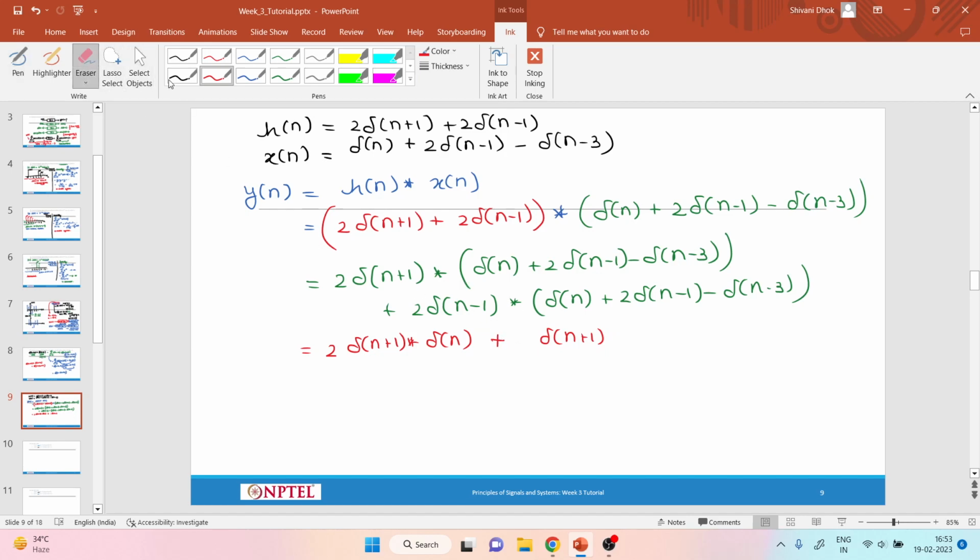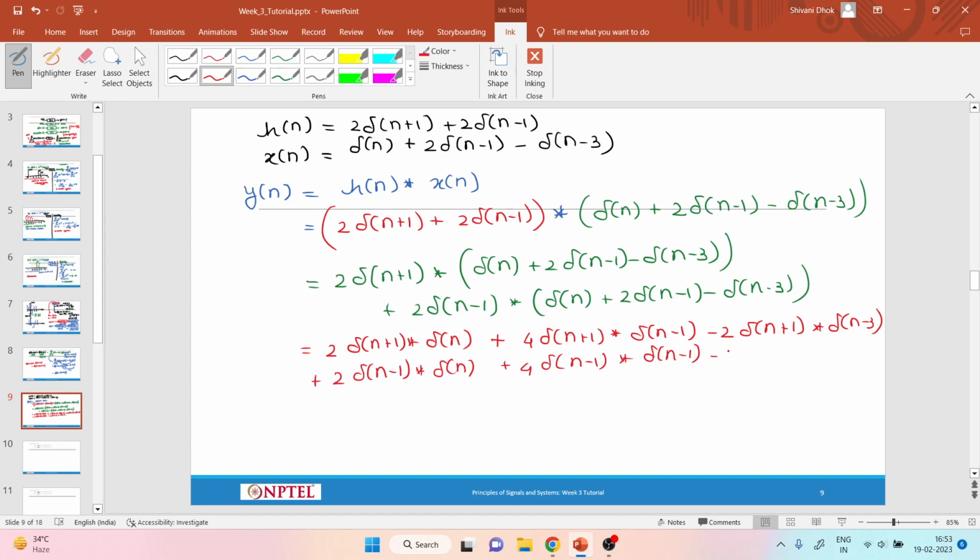So this is 4 times delta n plus 1 convolved with delta n minus 1 minus 2 times delta n plus 1 convolved with delta n minus 3 plus 2 times delta n minus 1 convolved with delta n plus again 2 into 2, 4 times delta n minus 1 convolved with delta n minus 1 minus 2 times delta n minus 1 convolved with delta of n minus 3.